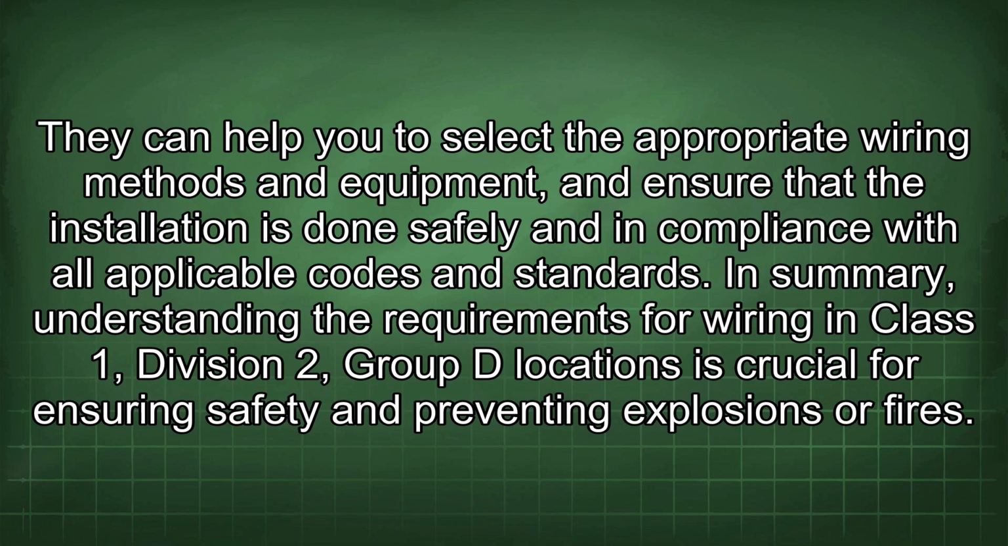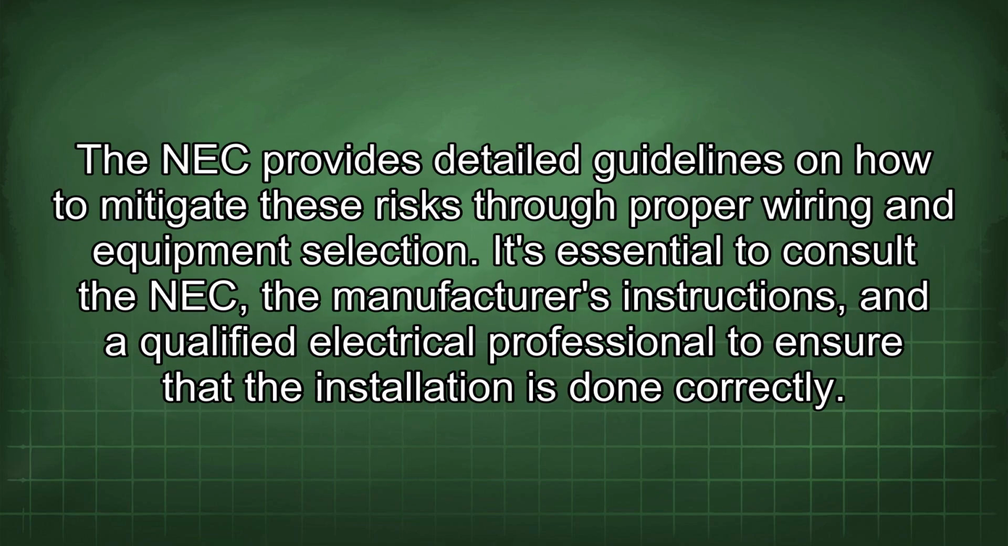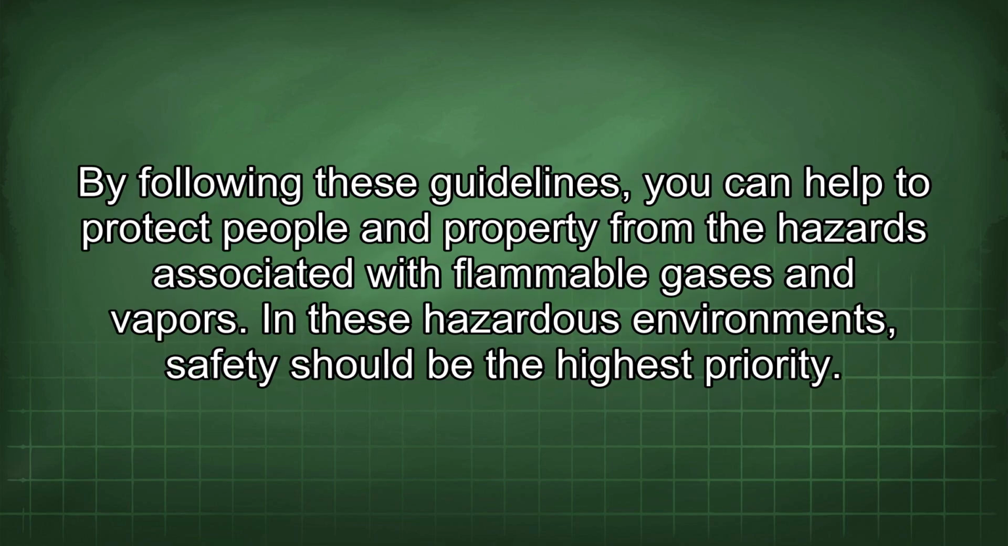In summary, understanding the requirements for wiring in Class 1, Division 2, Group D locations is crucial for ensuring safety and preventing explosions or fires. The NEC provides detailed guidelines on how to mitigate these risks through proper wiring and equipment selection. It's essential to consult the NEC, the manufacturer's instructions, and a qualified electrical professional to ensure that the installation is done correctly. By following these guidelines, you can help to protect people and property from the hazards associated with flammable gases and vapors. In these hazardous environments, safety should be the highest priority.